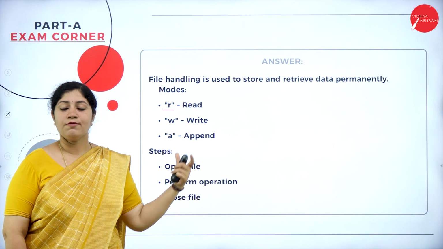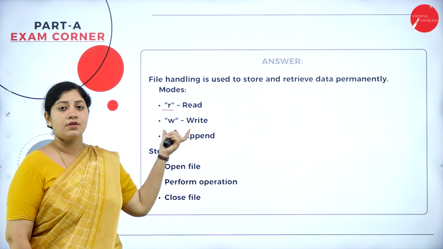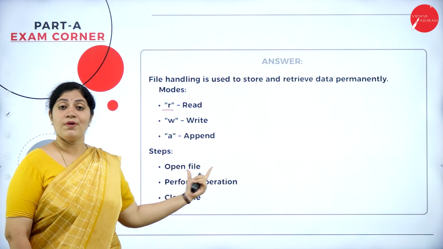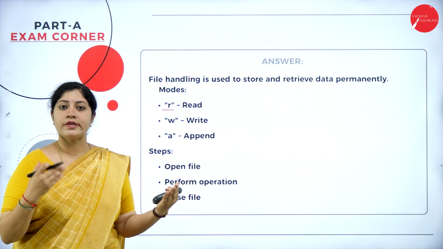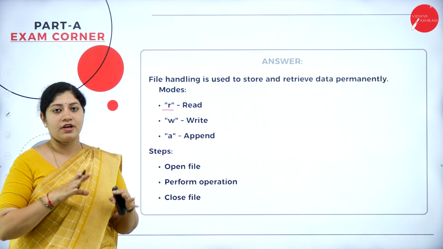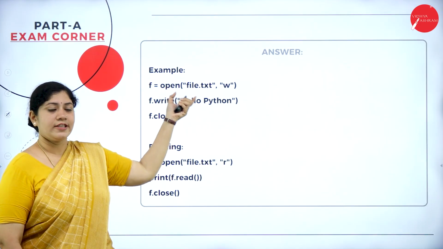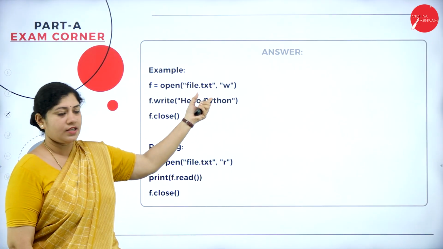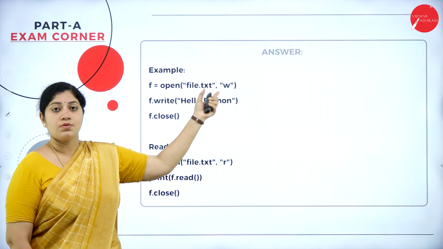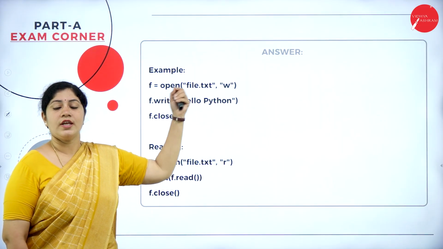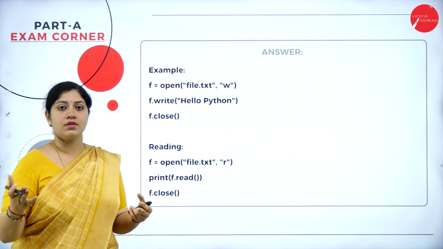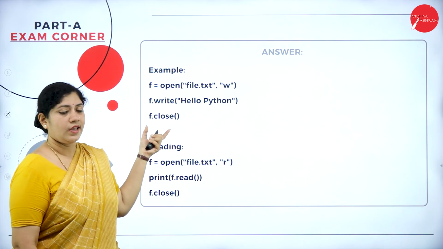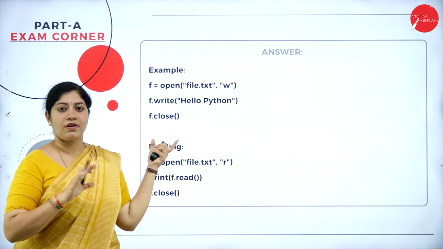Now, what are the steps that we are supposed to follow in order to read, append, or write? The initial thing is to open a file, then perform the operation, whatever operation the user is requesting, and finally close the file. Let's move with an example here. We have written f equals open of filename.txt comma w. What does w say? It indicates the file should be written. f.write, what has to be written? Hello Python. Once it has been updated, the file has to be closed.